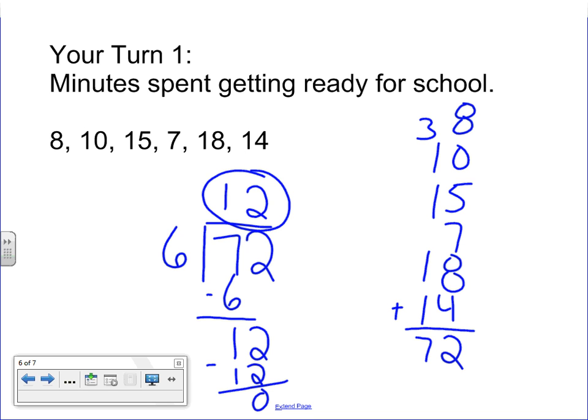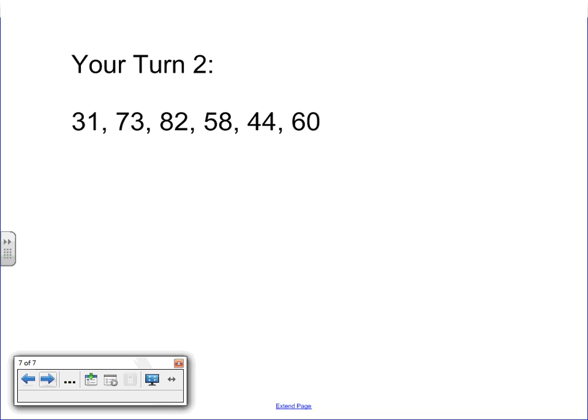Let's try another one. Here's your set of data. 31, 73, 82, 58, 44, and 60. Give this one a shot. See how you do. Pause the video and push play when you found the mean. All right, let's check how you did on your mean here.